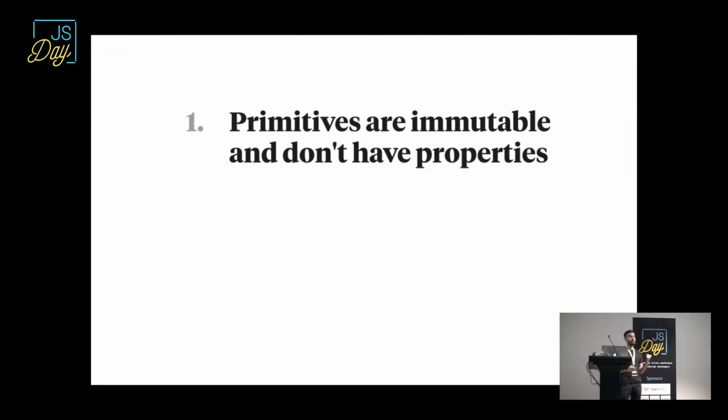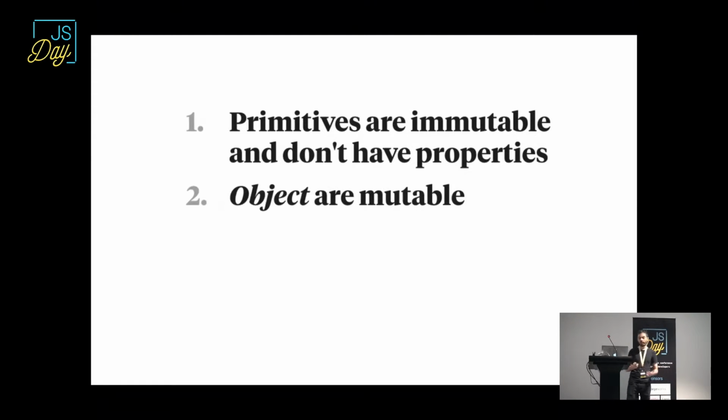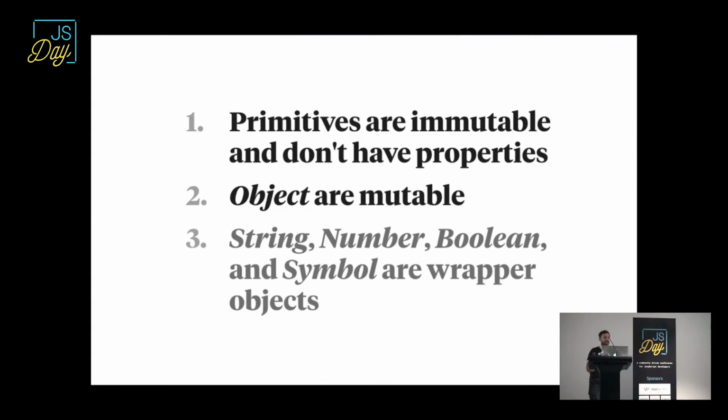For example, primitives are immutable in JavaScript, and we don't have properties on primitives. And also, objects are mutable, and we have properties. And that's the trick. There are some objects that wrap a primitive to bring properties for that. That's the way that we can access the length of a string, for example, using this wrapper. So it's all about types.